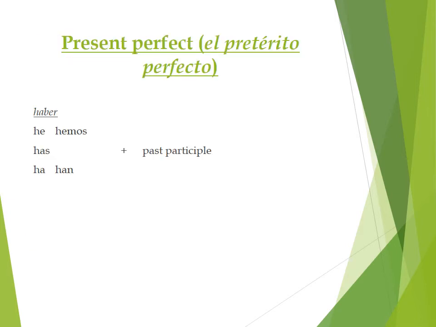Let's start with the present perfect, or in Spanish, el pretérito perfecto. What you do is conjugate the verb haber in the present and use the past participle. So, to say I have eaten, our first example, you're going to say I have, which is what? That's right, yo he. And then for eaten, you're going to take comer, change the ER to ido, he comido.